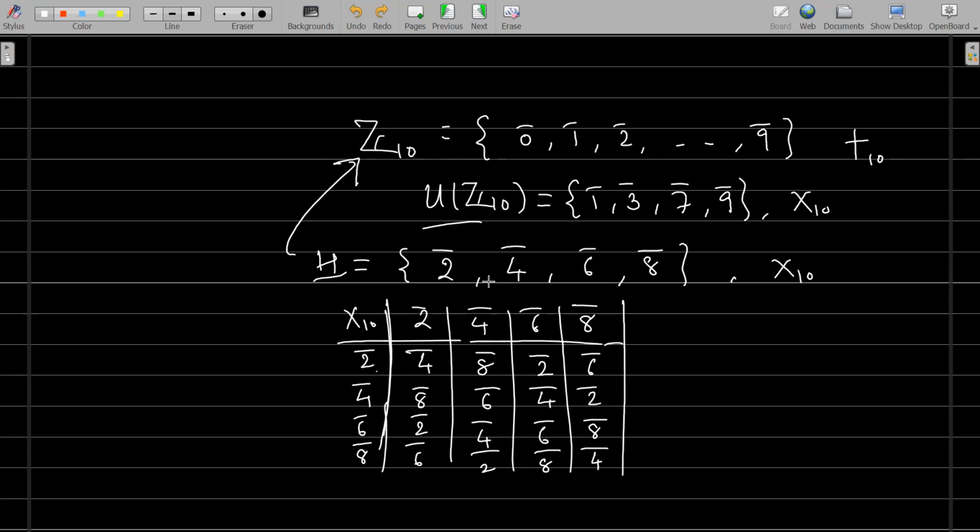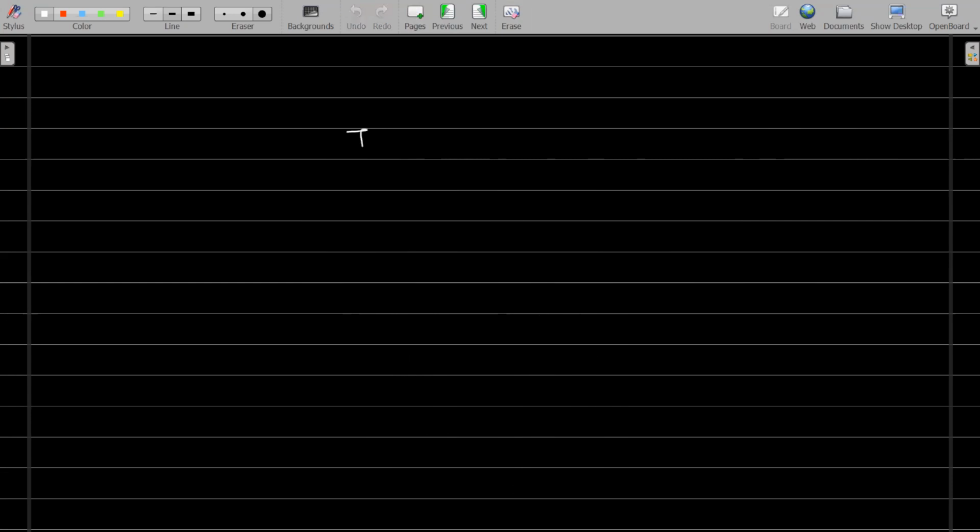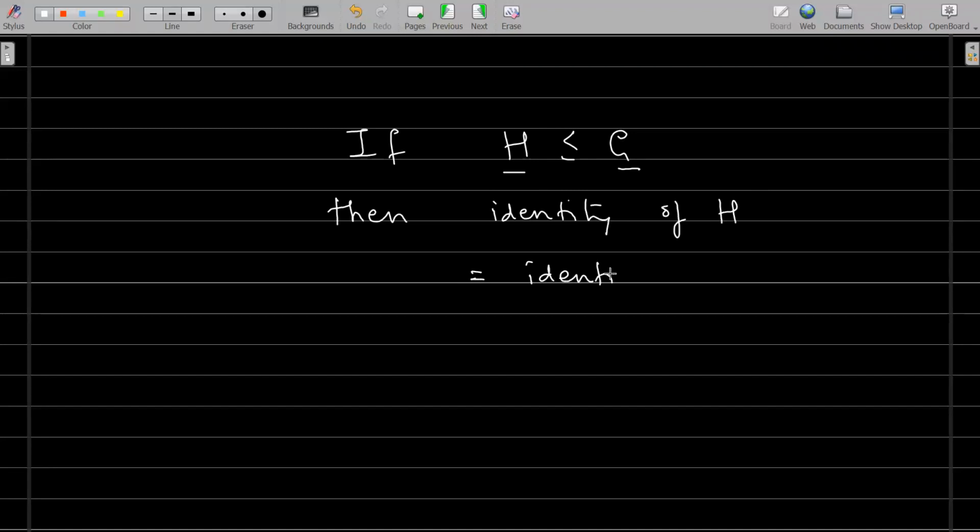Yeah. And in fact, this point I want to stress a little more. What one can show is, if H is a subgroup of G, so I know H is itself a group, right? And therefore H will have an identity. G also has its own identity. What one can prove is, then the identity element of G is just the same as the identity of H. So the identity element of H is going to be the same as the original identity of the group.